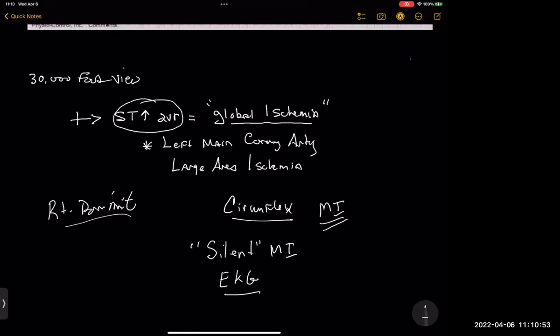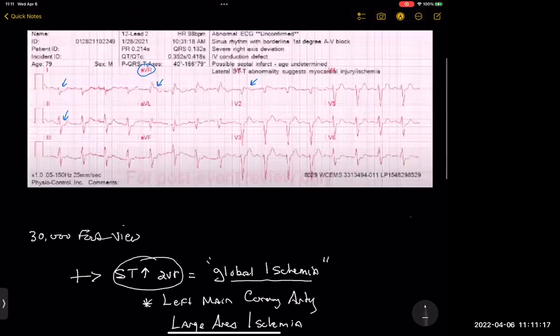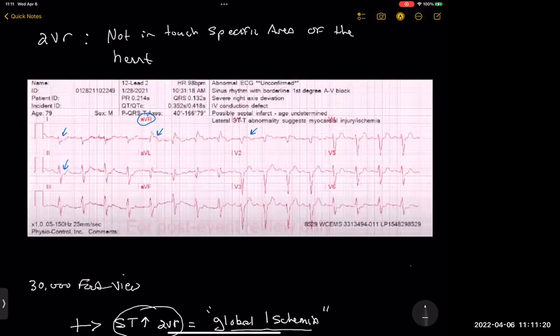And so that's really the big point I want to make: ST elevation in AVR suggests that there's something big and nasty brewing, and you can use that finding and call medical control and say, hey, I have kind of these non-specific changes, but I've got ST elevation in AVR, and I am concerned about global ischemia. I am concerned about left main coronary artery disease. I think this is a patient that would benefit from going to a cath lab under STEMI activation.